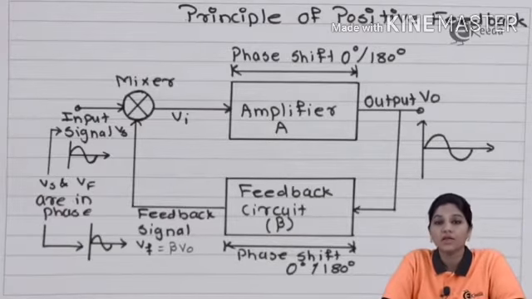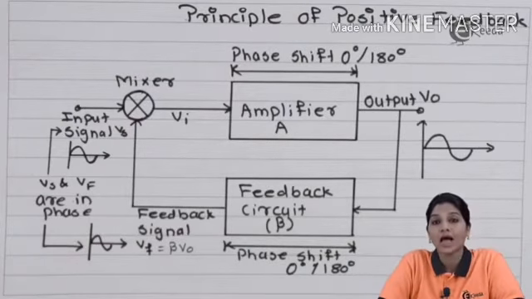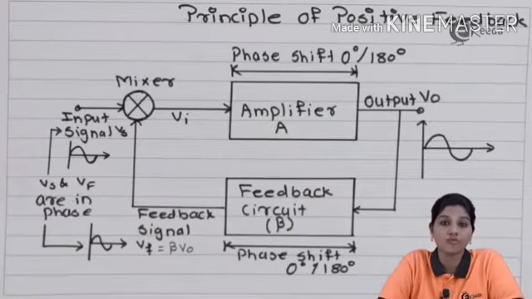So when the feedback and input signals are in phase with respect to each other, the circuit is called a positive feedback circuit. Suppose the amplifier used here is an inverting amplifier. Then, as we know, an inverting amplifier introduces a phase shift of 180 degrees between input and output.